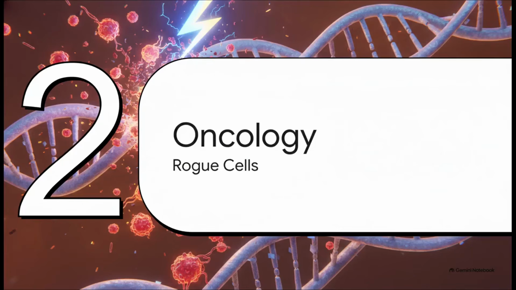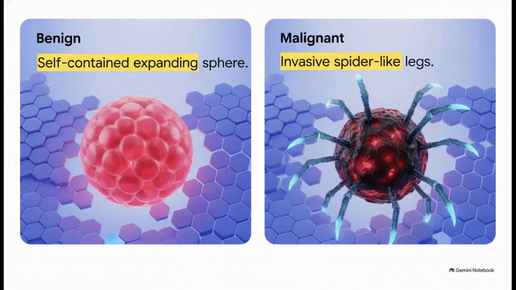Section 2, Oncology, or what we like to call rogue cells. Here, we're looking at what happens when a lightning strike mutation hits the DNA helix, completely scrambling a cell's basic programming and setting it on a path of unchecked replication. The absolute crucial point here is understanding how these rogue cells behave once they start multiplying.